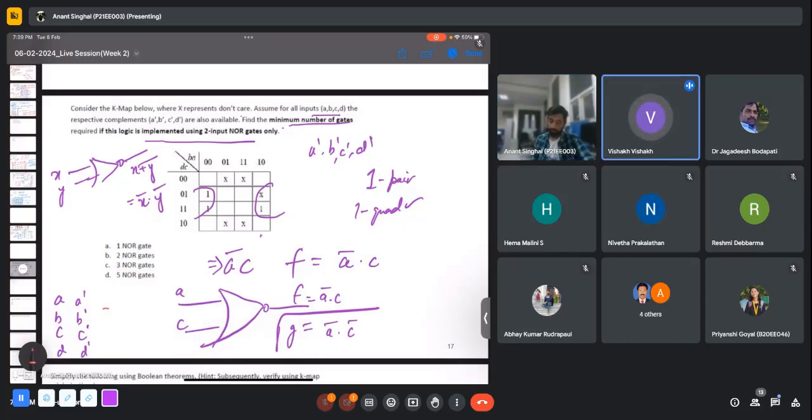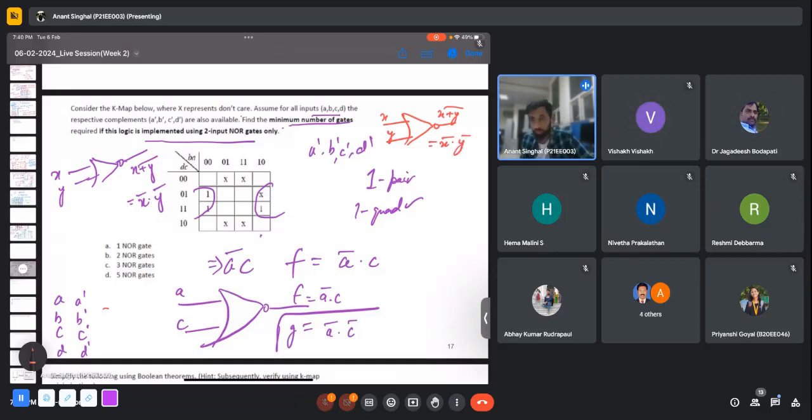Sir, it is telling NOR gate. Yeah, so NOR gate, what is NOR? NOR is OR getting complemented, right? X plus Y whole complement is X complement dot Y complement, right? That is what I have written. Any doubts in this? No.